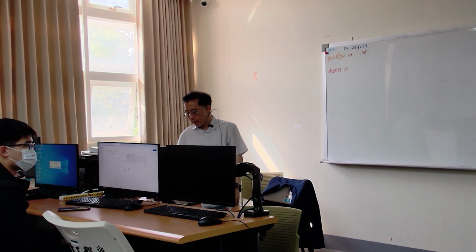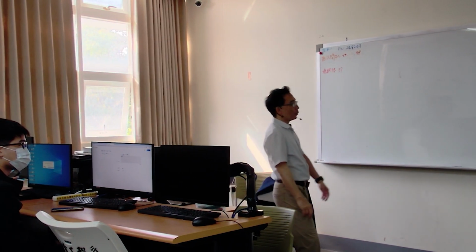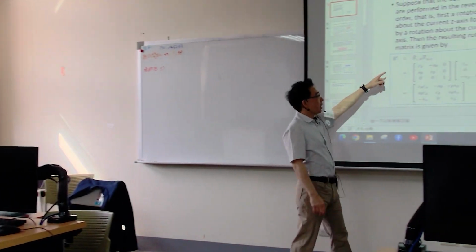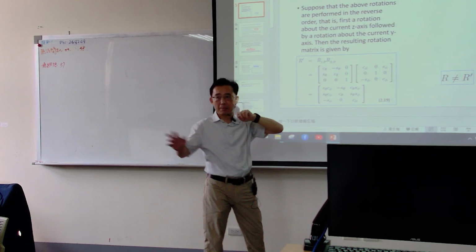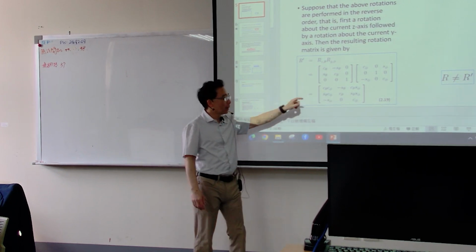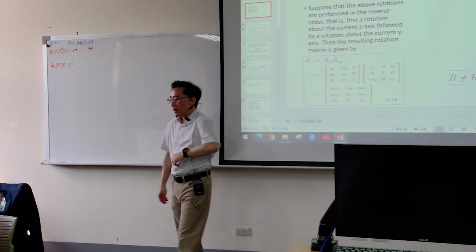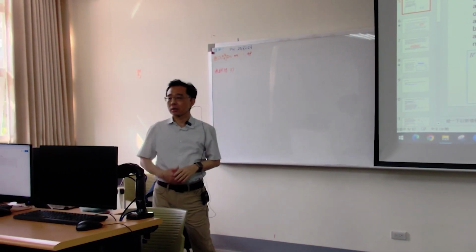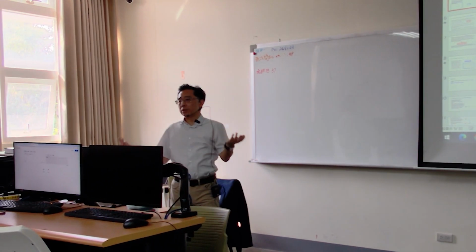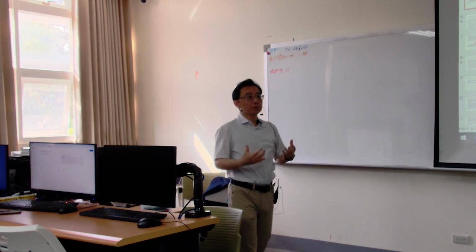Okay, then if I rotate with different sequence, I rotate with Z first, then I rotate with Y, the same angle, the same angle. But you compare the matrix 2.18 and 2.19 will become different. Okay, still works, if you follow the rule.